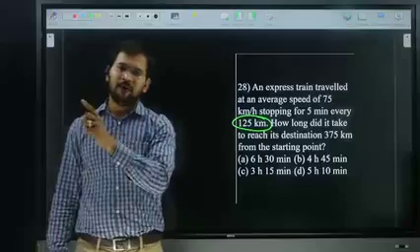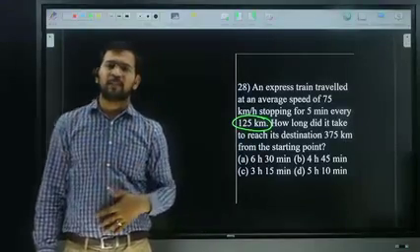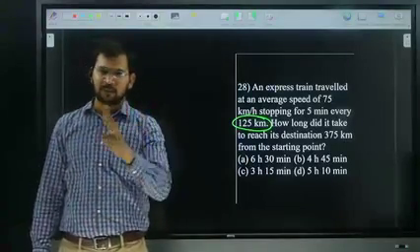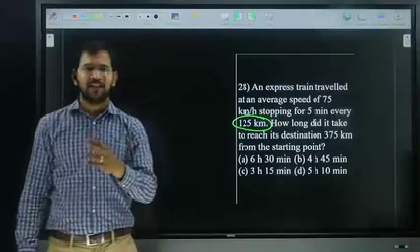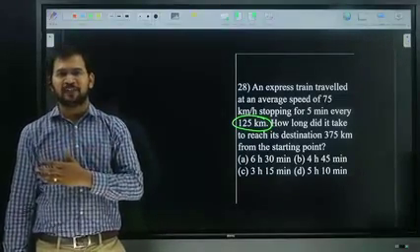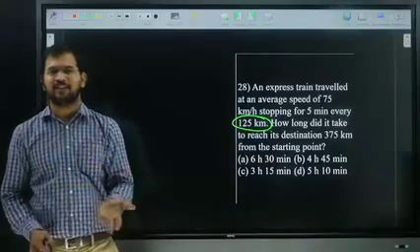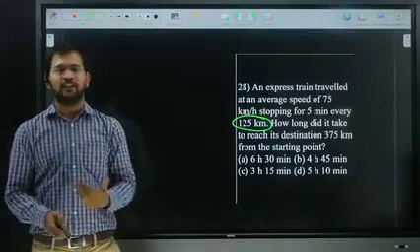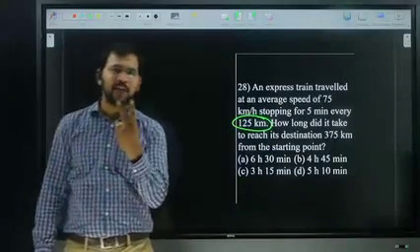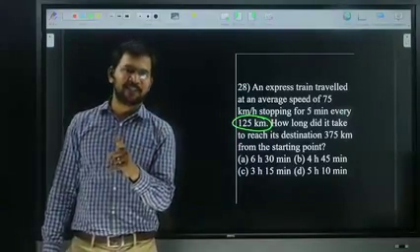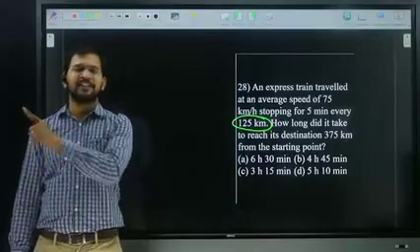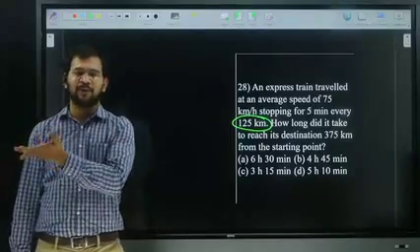In 375, how many 125s are possible? 3 125s are possible. But how many breaks are possible? Only 2 breaks, because when he reaches 375, that is not a break. He already reached his destination. That is the reason the third break is not possible. The 2 breaks are at 125 kilometers and at 250 kilometers. At 375 kilometers, they reached their destination, so no need to go for the break.